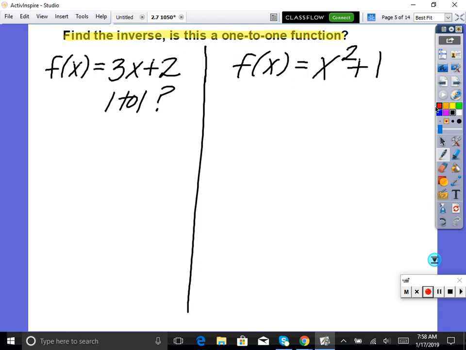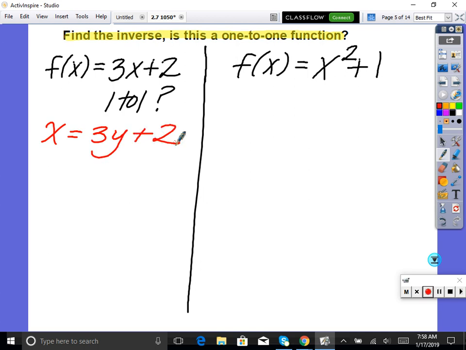All I'm asking is, is this function 1 to 1? You'd say, well, I don't know because I don't have a graph. So let's find the inverse, and if the inverse is a function, it is 1 to 1. How do we find an inverse? Switch x and y, correct? So x is equal to 3y plus 2, and then solve for y.